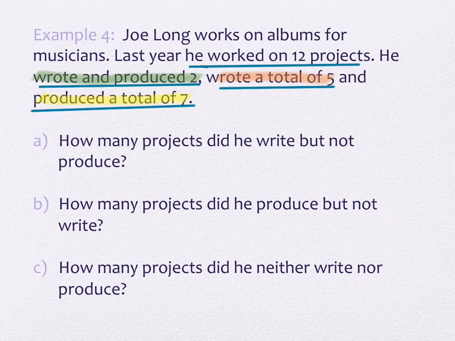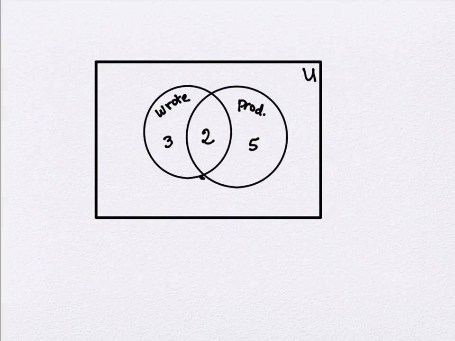All right, our last one says that he worked on 12. What is that telling you? Yeah, it's telling you that there should be 12 total in the diagram, and right now there's only 10 out there, which means there's a 2 missing on the outside.